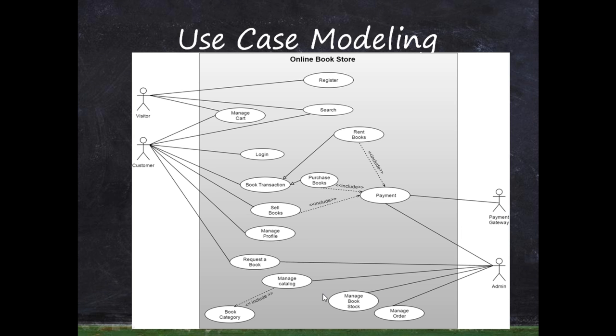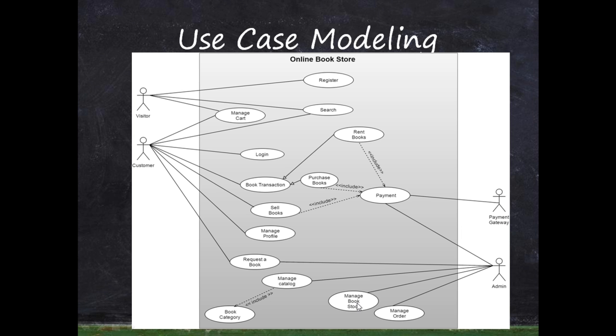Manage catalog, manage book stock, and manage order are the three core functions of the administrator. That means under manage catalog, the customer can add a category to the website, and they can also remove and make changes to the book categories.